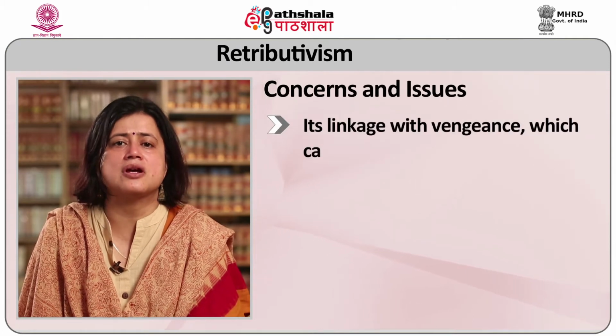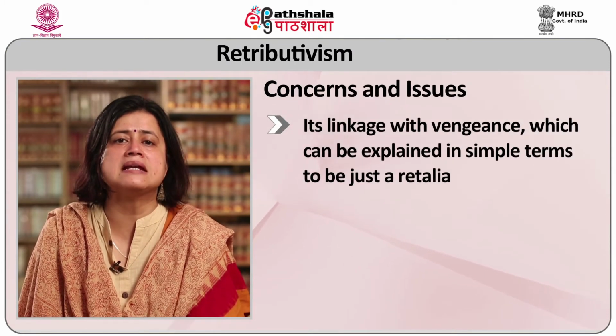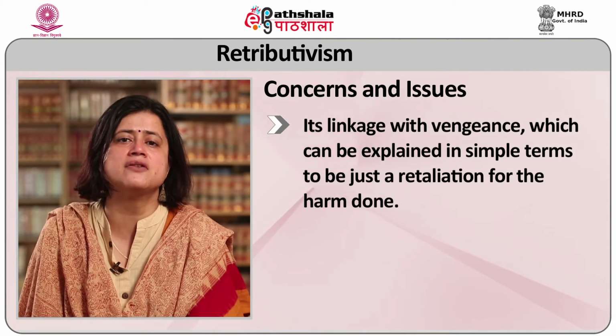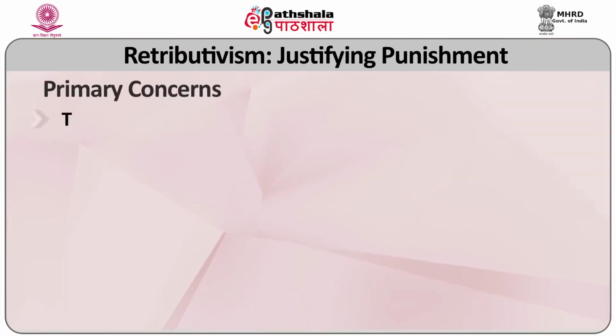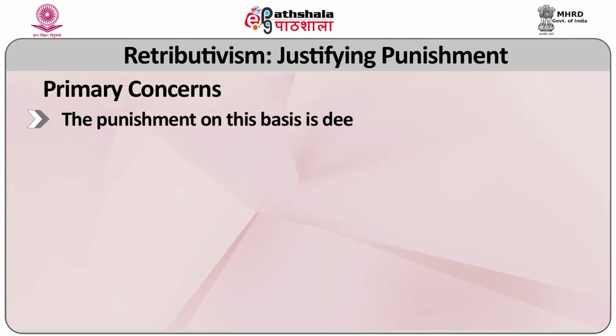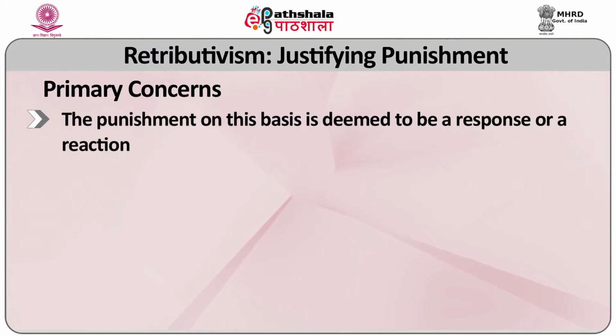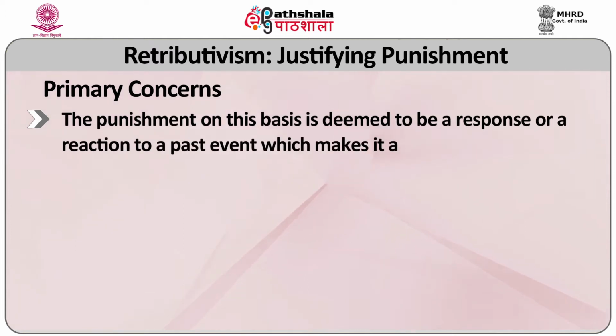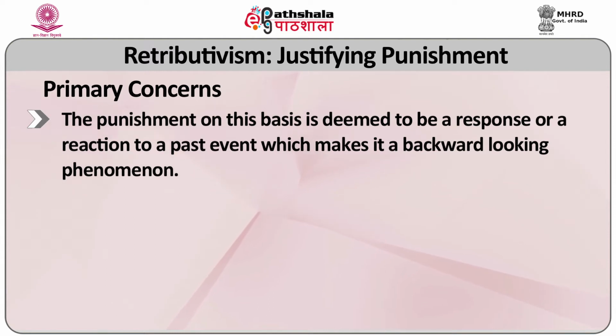Now, let us come to the benefits of retributive justification for punishment and also about the concern and issues. The primary philosophical and practical concern with retributivism is the linkage with vengeance, which can be explained in simple terms as just a retaliation for the harm done. Justifying punishment on the basis of retribution raises some primary concerns, which are: firstly, the punishment on this basis is deemed to be a response or a reaction to a past event, which makes it a backward looking phenomenon.